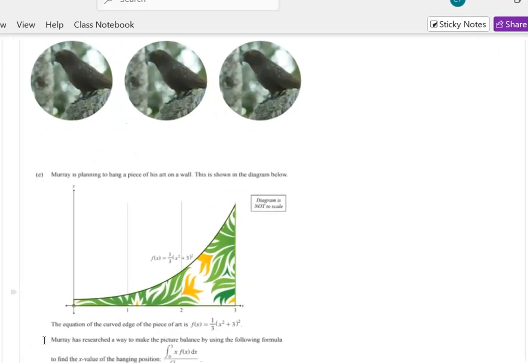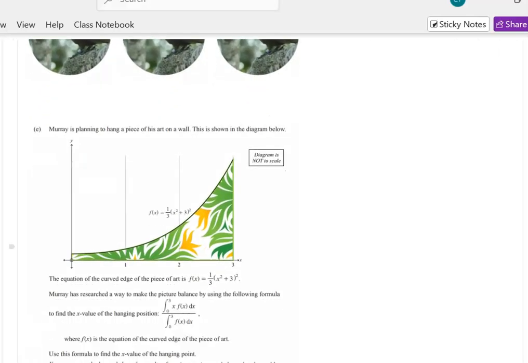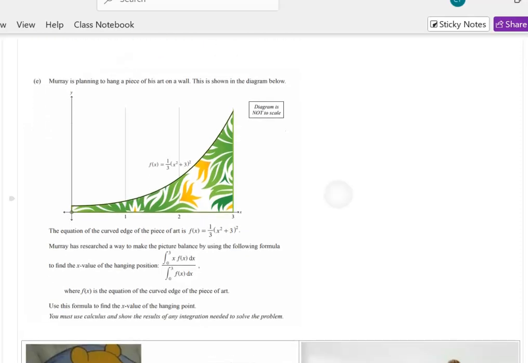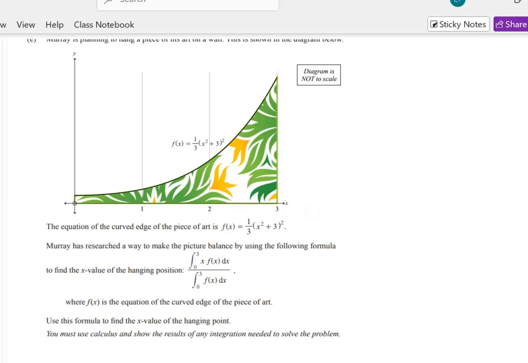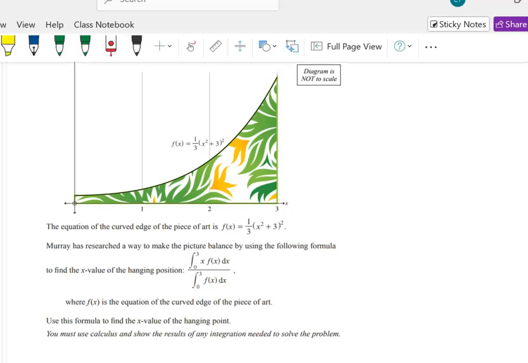Right, so this one is the one about Murray. Murray is planning to hang a piece of art on a wall. The art is shown in the diagram below. Okay, so here we are. We've got the artwork and we've got the equation of the curved edge of the piece of art, f of x is equal to blah, blah, blah.